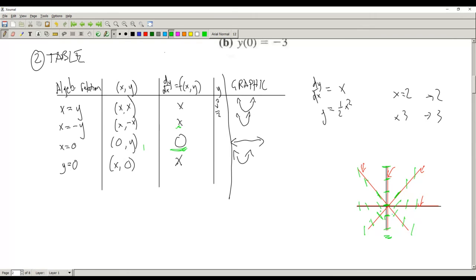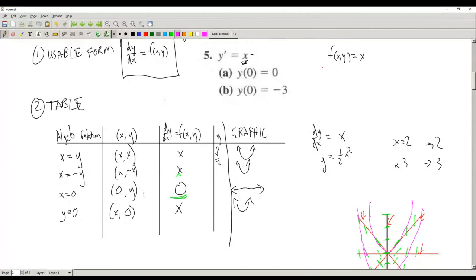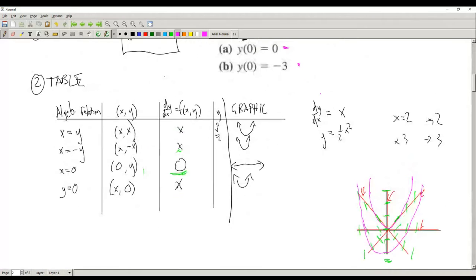And what you can end up seeing is, let me pick a different color. If you want to just draw a curve following these lines, you'd be able to, and you'd come out with a parabola. Similarly, if you draw it crossing 0, you come out with a parabola. Getting to the next part of the question, they have specifically asked for you to draw a curve at y of 0 equals 0 and y of 0 equals minus 3.